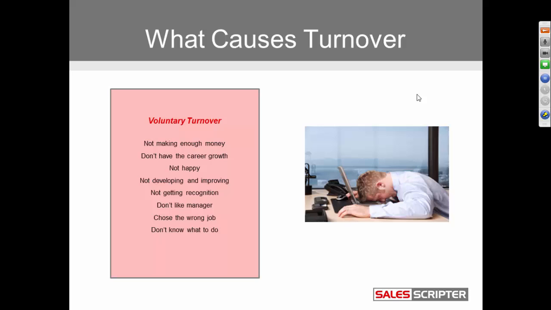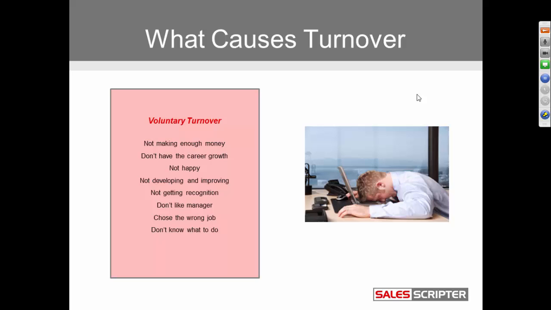So what I want to talk about first, before we talk about how to decrease turnover, is what causes turnover. And really, the approach that we're going to come from is let's look at what's causing turnover and deal with those individual root causes. So, of course, salespeople leave an organization voluntarily all the time, right?